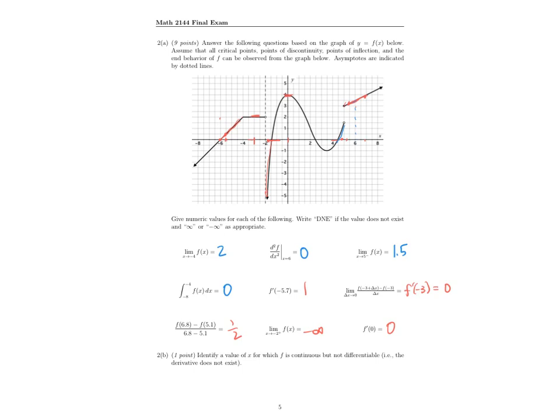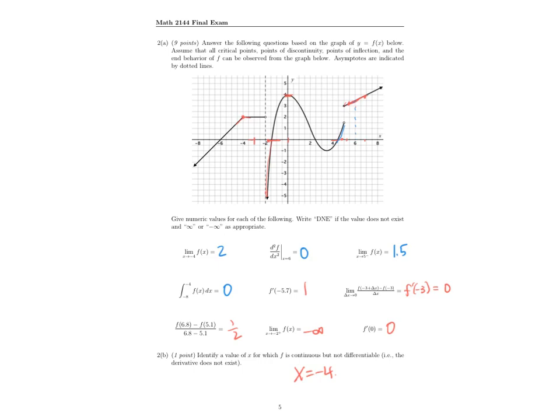Then it says, identify a value of x for which f is continuous but not differentiable. So to be continuous but not differentiable, it needs to be continuous, so we don't pick up our pencil, but not differentiable, so the slopes from the left and right are not the same value. The only place like that is this kind of cusp. So we're looking for cusps or pointy places on the graph. The only place is there, so we'll say x equals -4 is a place where the function is continuous but not differentiable.